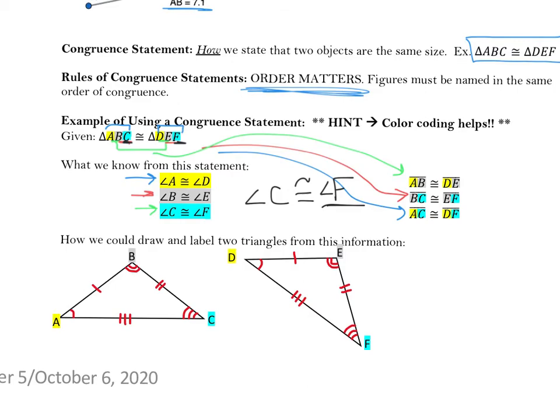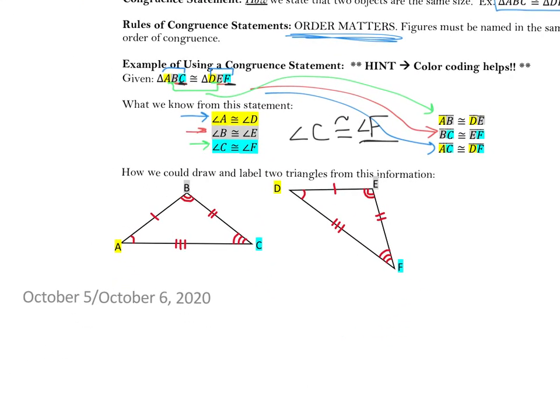So below here is a picture of the two triangles, and you'll see that all of the congruency markings show the same things that we were talking about from this congruence statement. So angles A and D are congruent. They both have 1 mark through that angle. B and E are congruent with 2 marks through each angle. And C and F are congruent with 3 marks through the angle.